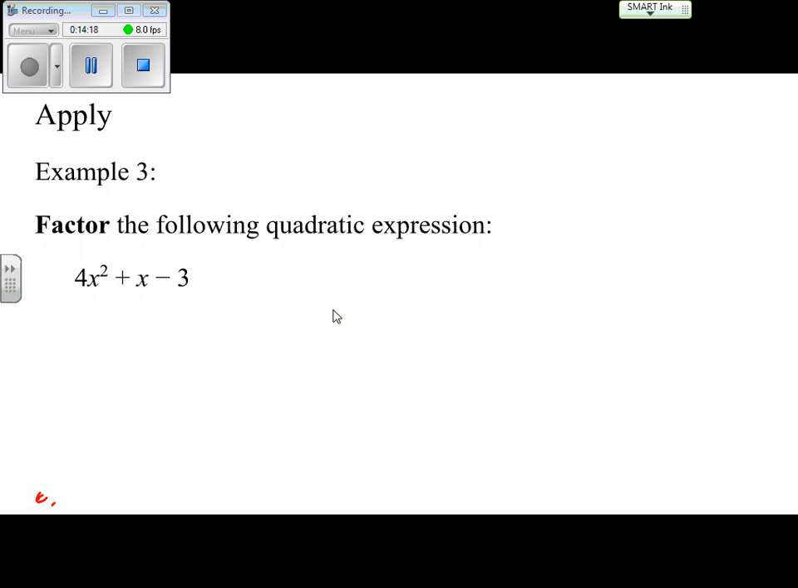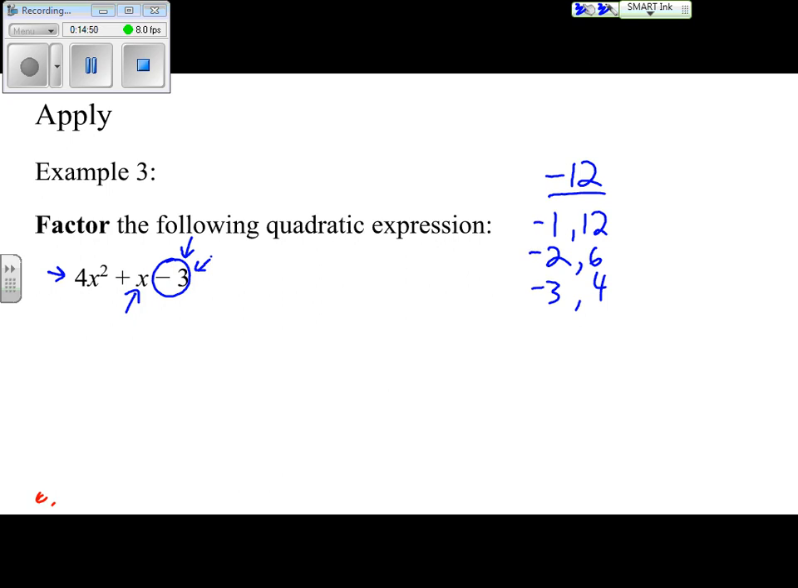All right, so factor the following quadratic expression. Again, there is an a term, so our first step is to multiply the a and the c term, which gets us to negative 12. Remember to keep the sign of that c term. It's a negative 3. Now I'm listing my factors, so I've got 1 and 12, 2 and 6, 3 and 4, and that's it. We know that one of them has to be negative because my c term is negative, but the bigger one has to be positive because my b term is positive. So I'm going to make each of these negative here.